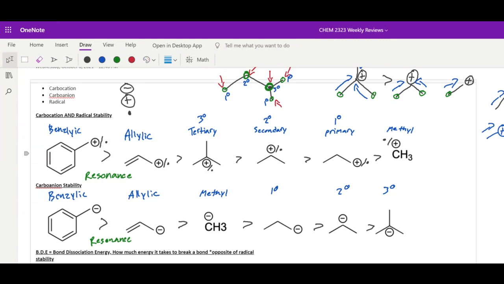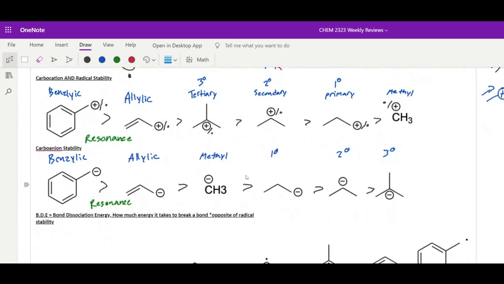All right. Now, we'll look at something called BDE. And no, I'm not talking about that BDE. I'm talking about bond dissociation energy, okay? Which essentially translates to how much energy it takes to break a bond, okay? And the trend for this is going to be the exact opposite of radical stability, okay?